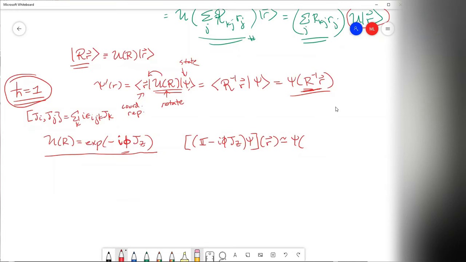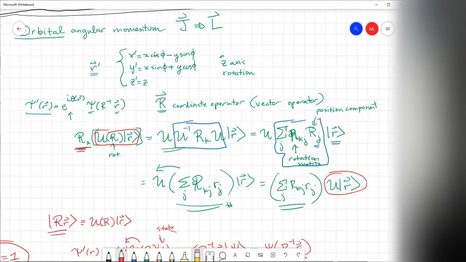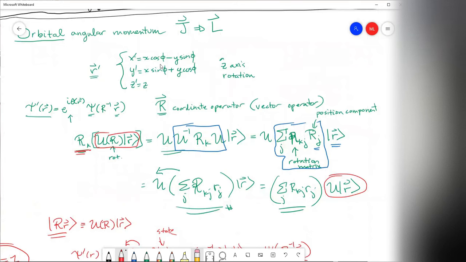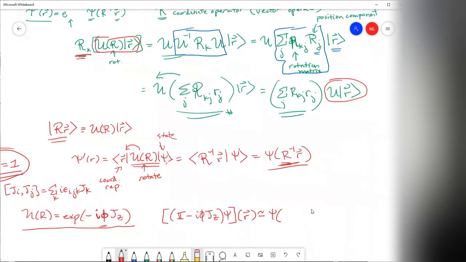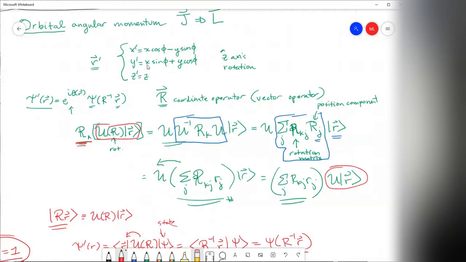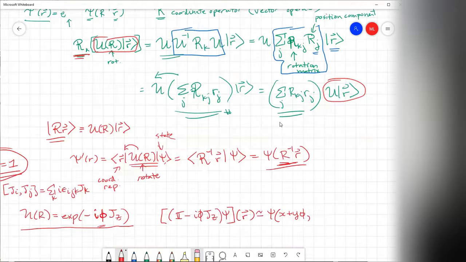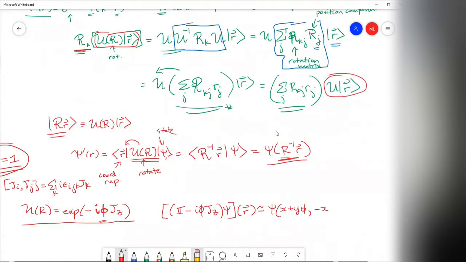So if we go back here and look at these components right here, for small angle phi, this becomes x. This becomes minus y phi, but we're looking at the inverse, so we just take phi to minus phi. So this becomes a plus y phi. The first argument here is x plus y phi. The second argument is x minus x phi plus y. And the third argument is just z.